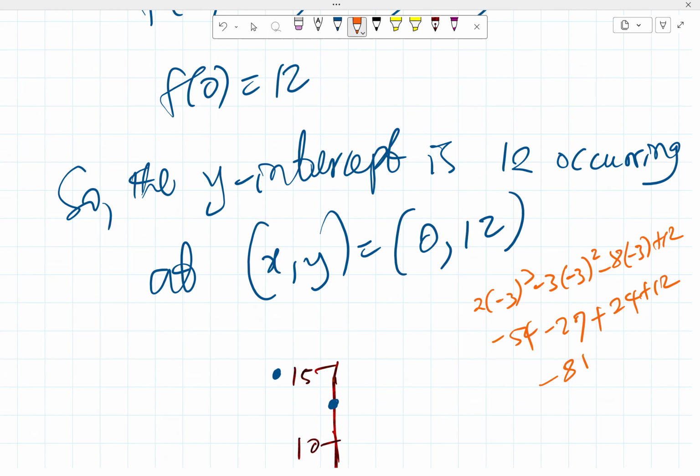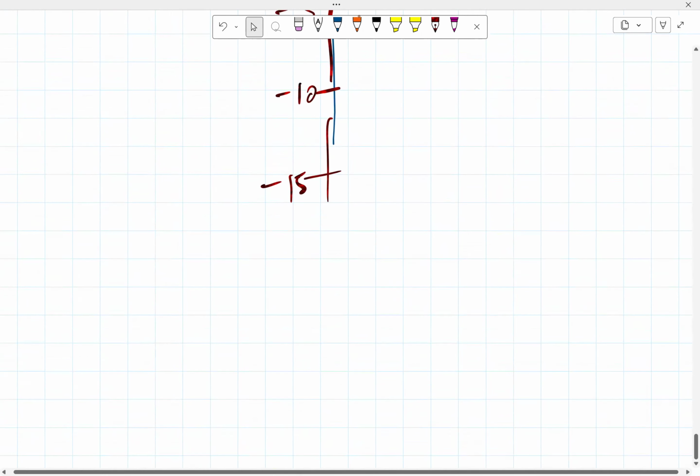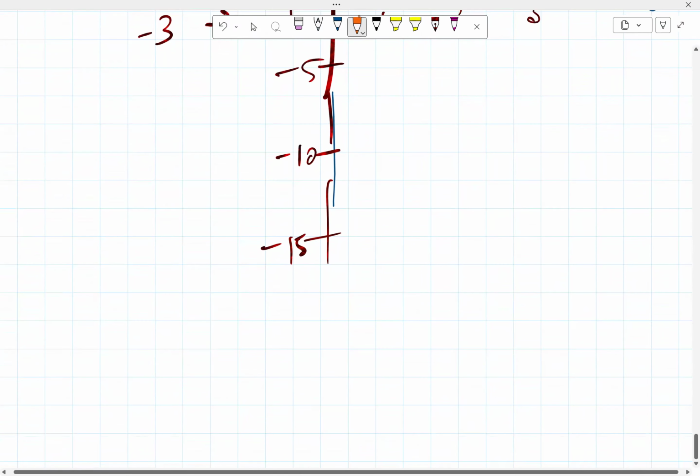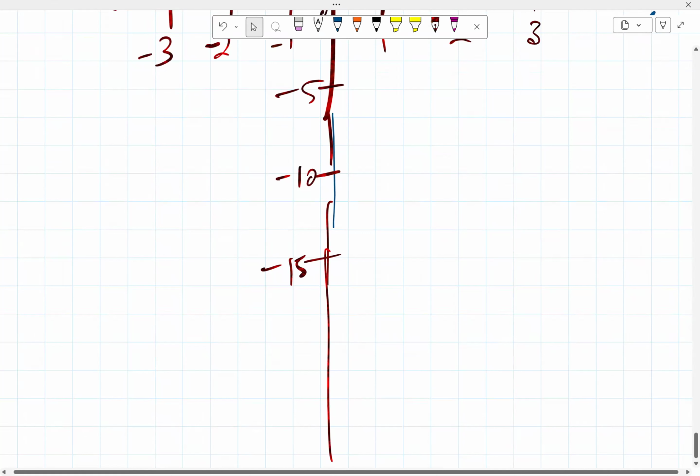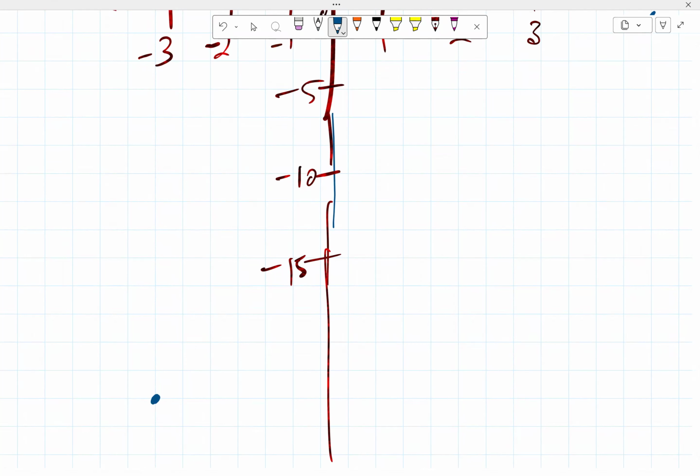That's minus 81 plus 36, so that should be minus 45. Yeah, minus 45. That's a lot. So that'll be somewhere down here. Somewhere down here. So I have this point down here, like minus 45.